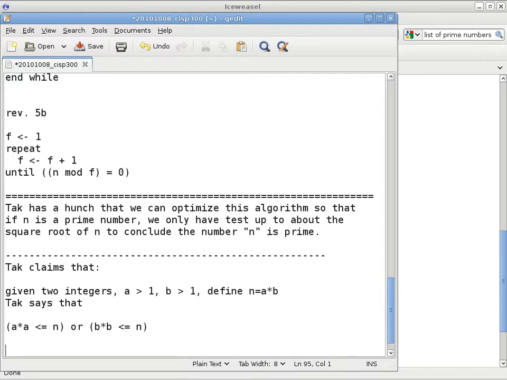7 times 7 is 49. 49 is less than or equal to 49. It's true. I'm done. So it seems to make sense. It seems like it is impossible to find a counterexample. But can you prove that it does not? No counterexample exists in this case. Can you prove that?